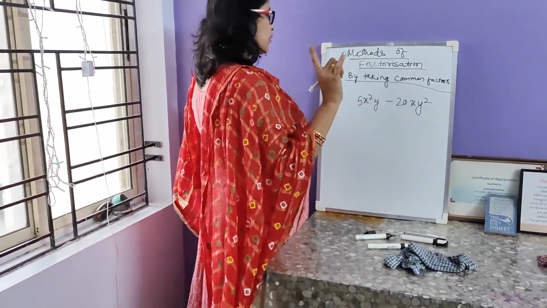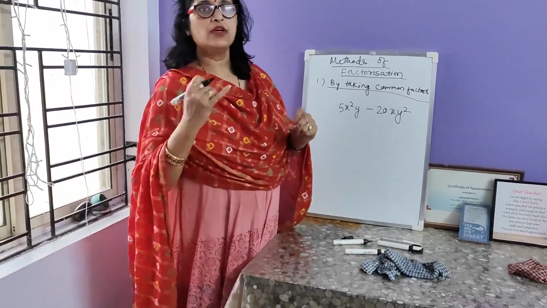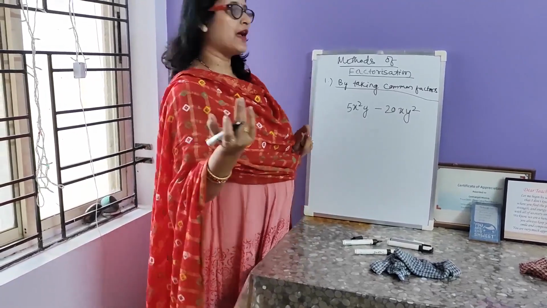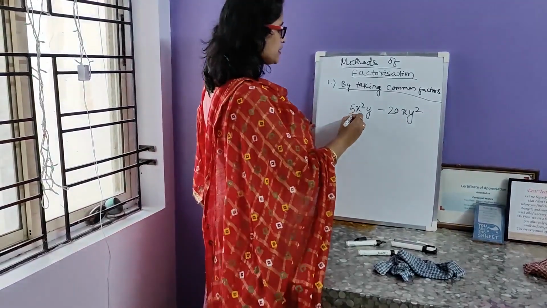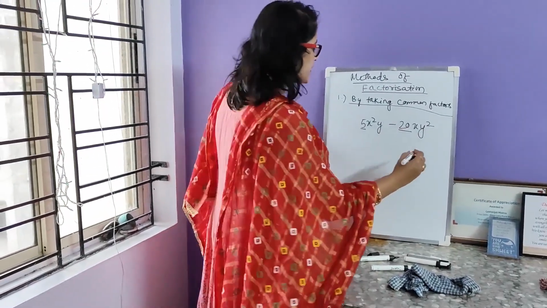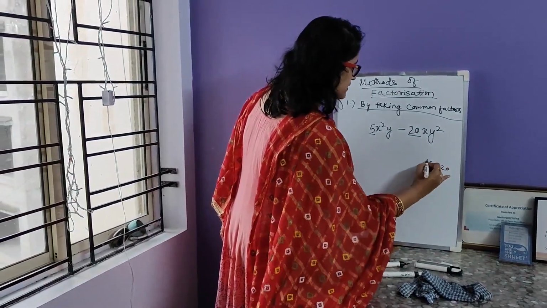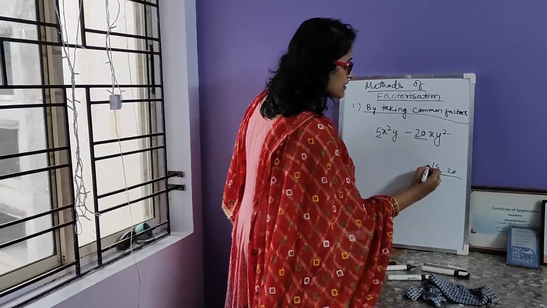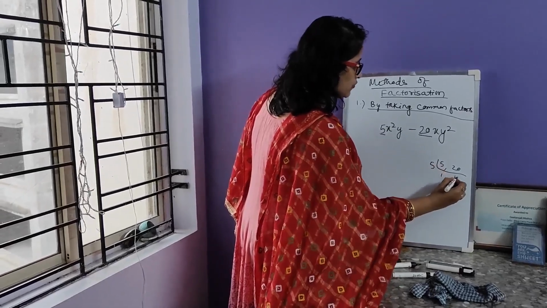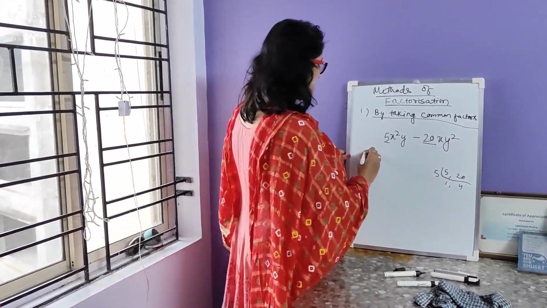One easy way is, all of you know how to find the HCF. HCF means highest common factor. Here the numerical factor is 5 and here the numerical factor is 20. So what is the HCF of 5 and 20? 5 times 1 is 5, 5 times 4 is 20. So the HCF of 5 and 20 is 5.